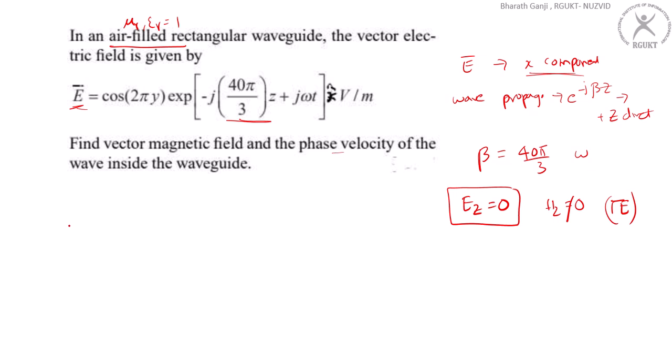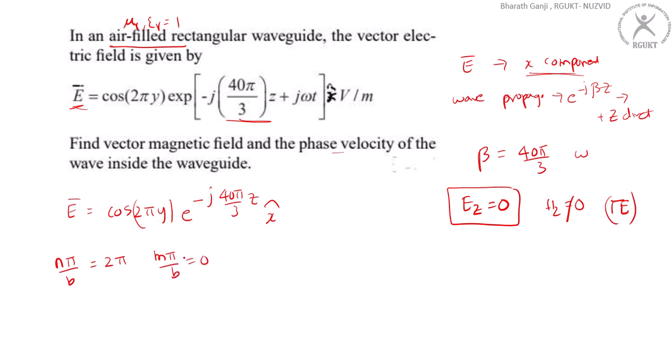So from the equation, if I try to write it in phasor format, the electric field looks like this: cos of 2 pi y times e power minus j 40 pi by 3 z times x cap. So I can say that n pi by b is actually 2 pi, and m pi by a is not there, which is equal to 0. If the dimensions were given, maybe I could estimate the value of n here. But all I can say right now is the m value is 0, but the n value is still unknown.